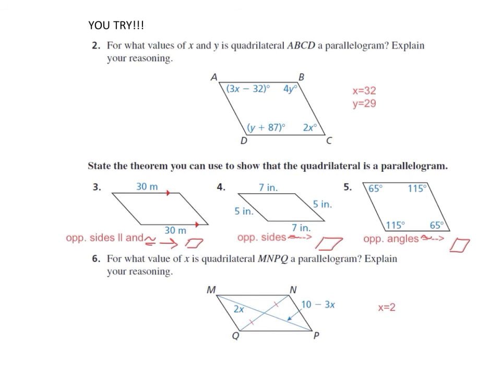Alright, check your answers. For number 2, x equals 32, y equals 29. For number 3, opposite sides parallel and congruent implies parallelogram. For number 4, opposite sides congruent implies parallelogram. And then for number 5, opposite angles congruent implies parallelogram. And for number 6, x must equal 2.